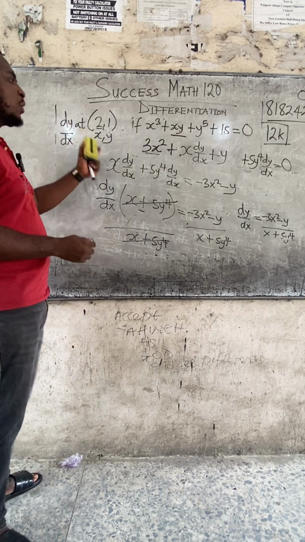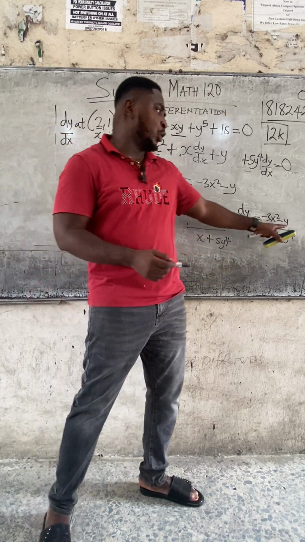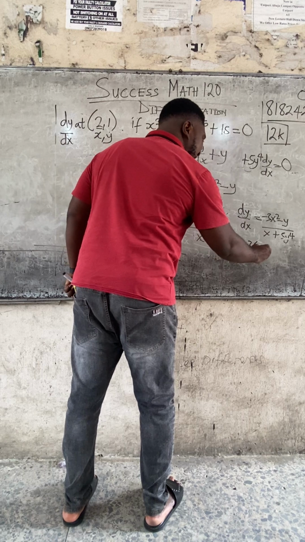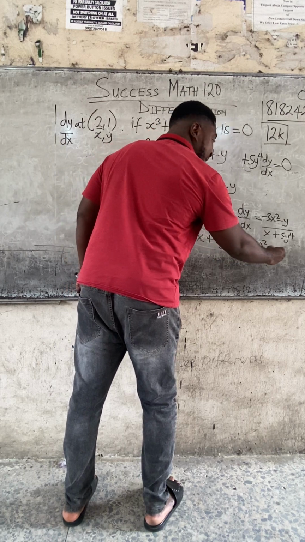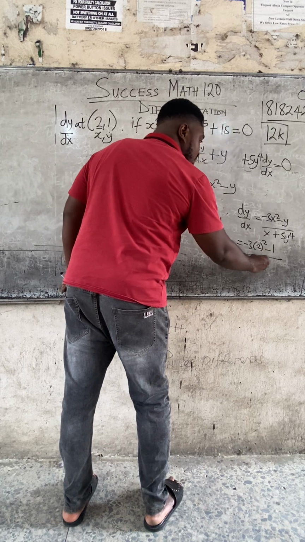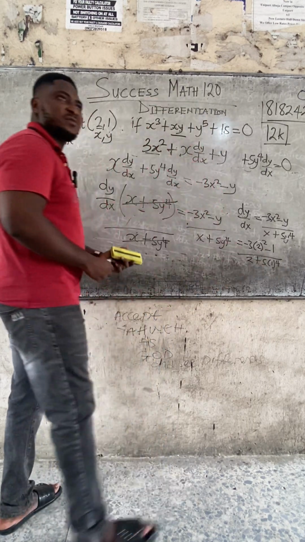Now, class, at x equals 2, y equals 1. Anywhere you see x, put 2; anywhere you see y, put 1. So this is going to be minus 3 into bracket 2 squared minus, all over x, plus 5. What is y raised to power?